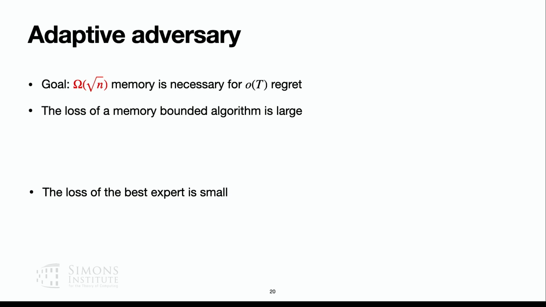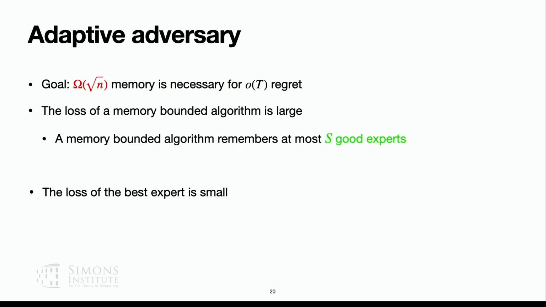In order to construct an adversary, you need to obtain the following two goals. First, the loss of the memory-bounded algorithm is large. Second, the loss of the best expert is small. So the intuition is as follows. If an algorithm has memory S bits, then intuitively it can only remember S good experts. Again, I won't give a formal definition of good expert.